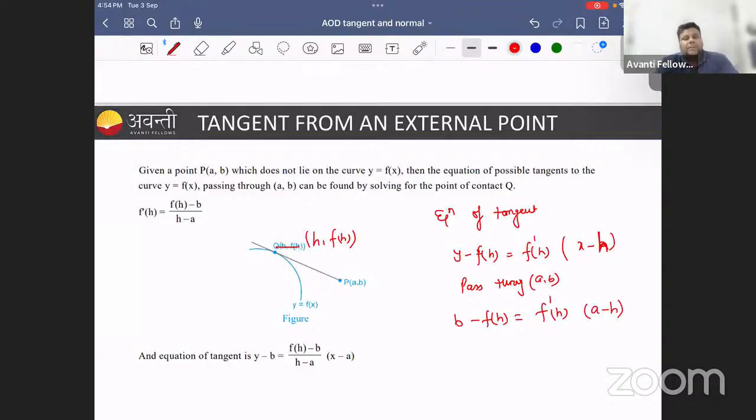Now A and B are given to you, and the equation of the curve is given to you. So with this equation, you will get a simple equation in h. Solve that equation, get the point of contact. There can be more than one point of contact. It is highly probable that from this point, we are getting two tangents. Got it?